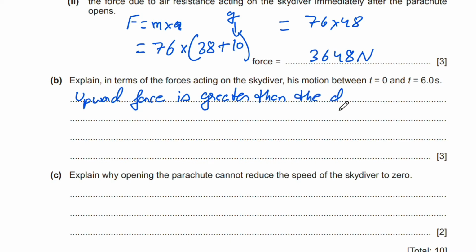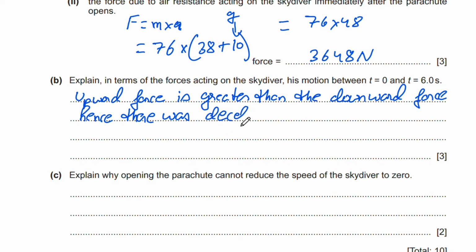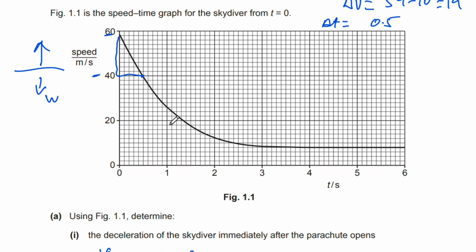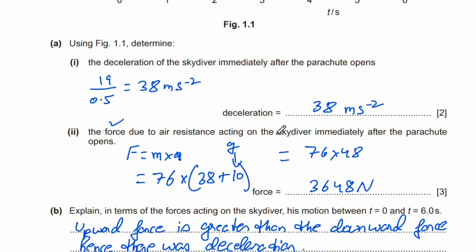As soon as it opens the parachute, the upward force, or the air resistance, is more than the weight, hence it decelerates. But ultimately the time will come when the two forces balance each other. Upward force is greater than downward force, hence there was deceleration. After some time, when the two forces, the air resistance and the weight, which is the downward force, become equal, the skydiver is going to attain the terminal velocity. Here you can see the deceleration is decreasing till the velocity becomes constant.